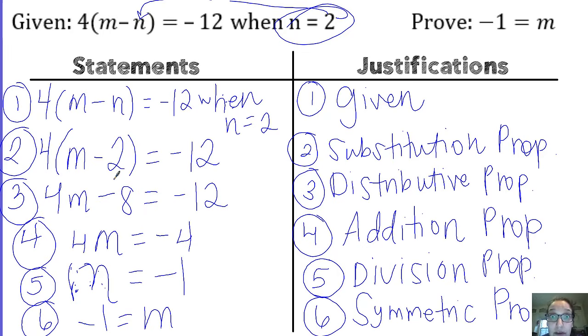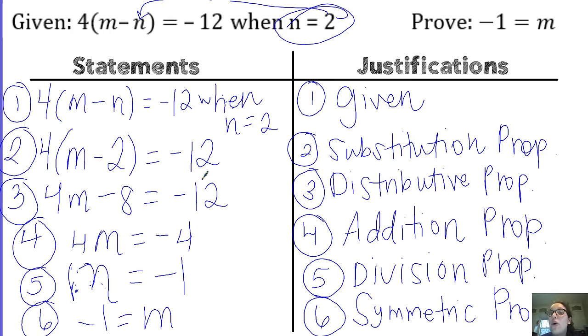Remember, the multiplication property is when you multiply the left side and the right side by the same number. Notice, negative 12 was the right side of my equation in step 2, and negative 12 was the right side of my equation in step 3. I did not multiply the right side of my equation by anything. I didn't change the right side of my equation.